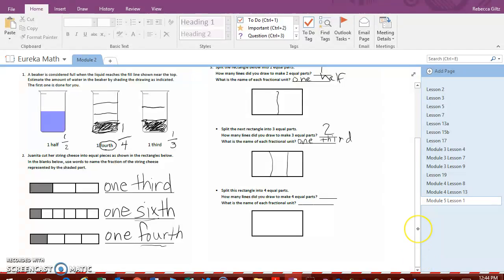All right, and the last one in this section, split this rectangle into 4 equal parts. How many lines did you draw to make 4 equal parts, and what is the name of each fractional unit? So again, anytime I have something even, I always want to draw a line separating it into the 2 halves, and then I can divide those halves, just in an effort to make equal sections. So how many lines did we draw? 3, and maybe you're noticing a pattern here. I hope you are, in terms of the number of lines. So what do we call each one of these? Well, if there's 4 total sections, we call it 1/4.